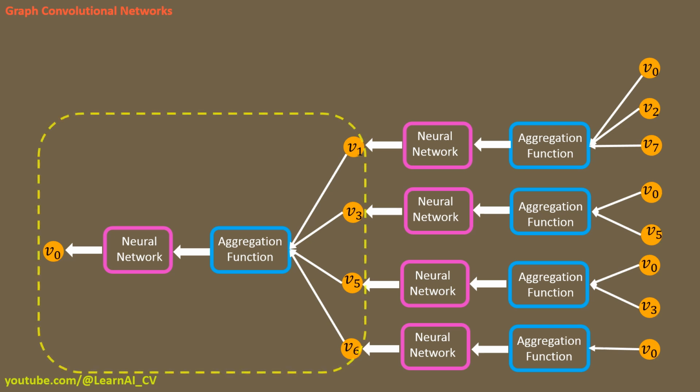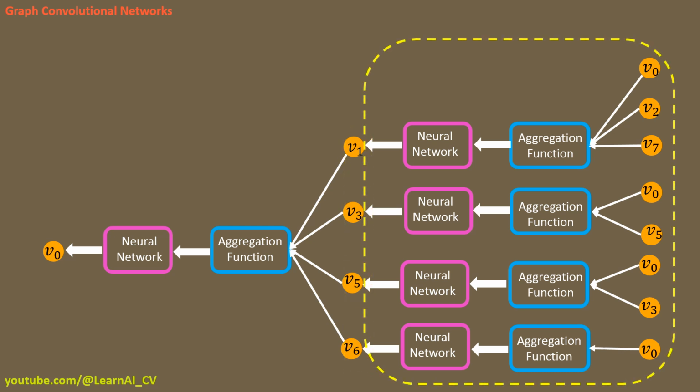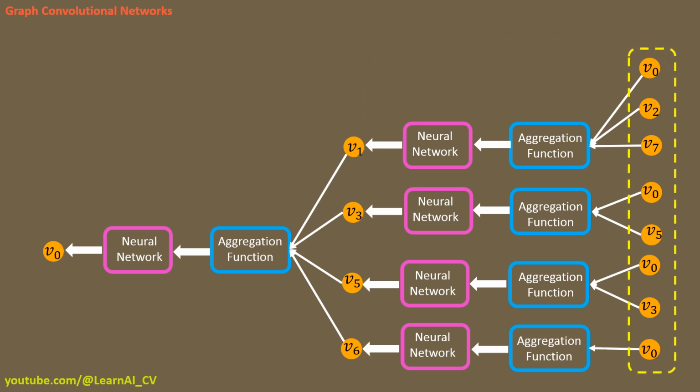This part of the network shows the first layer that aggregates the neighbors of node V0. These neighbors are called the first hop neighbors of the node V0. This part of the network shows the second layer that aggregates the neighbors of the node V0. These neighbors are called the second hop neighbors of node V0.